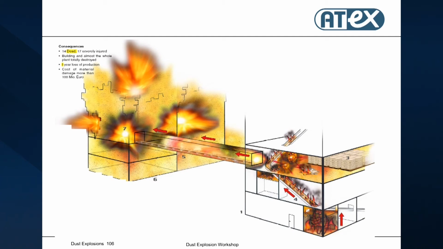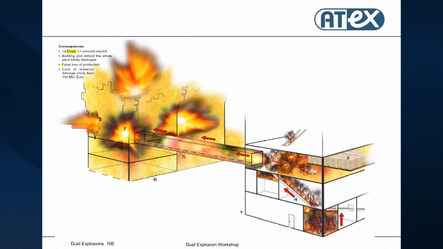In the aftermath, we calculated how much it would have cost to protect this installation, because the explosion propagated from different rooms and became worse and worse. It started originally here. It would have cost about 500,000 euros to protect the complete plant so that nothing could have happened. Now it was 14 dead, 17 seriously injured, and the damage was 100 million, not 500,000. So that is the difference between doing proper explosion protection and not doing anything.